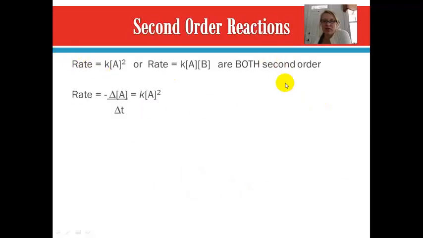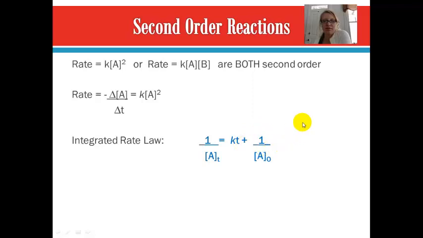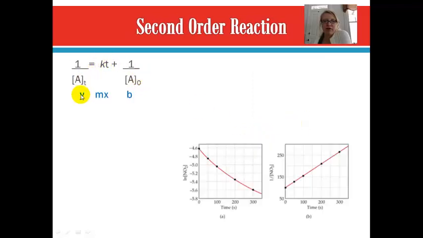For a second order reaction, our integrated rate law is going to be 1 over the concentration of A at some time equals kt plus 1 over the initial concentration. So if we graph this, y being 1 over the concentration of A and x being t again, we will get a straight line if it's a second order reaction, and the y-intercept will be 1 over the initial concentration of A, and our slope will be equal to k.